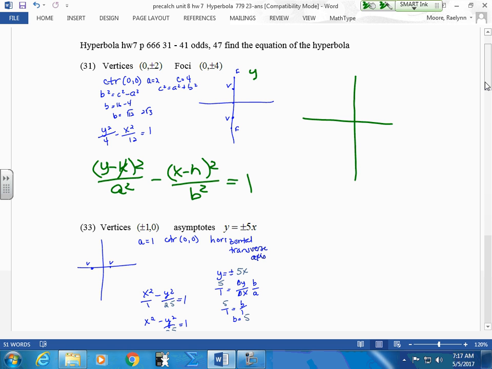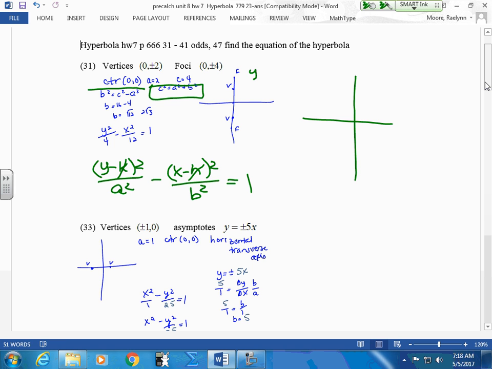Take these out. Your foci will give you your C, which doesn't buy you anything here, but your A comes from your vertices, your C comes from your foci, and then you can use, oops, this is the wrong one. It should say A squared plus B squared. Okay, sorry, I just rearranged it. This is the one. There it is, A squared plus B squared, and I just transformed it.